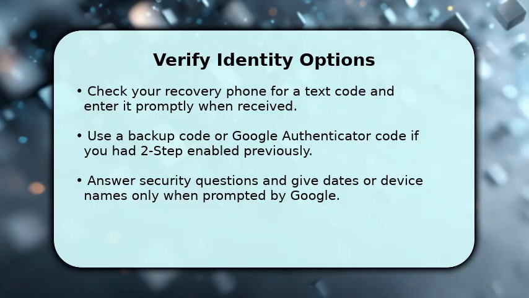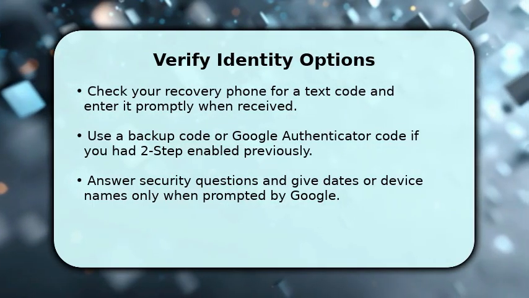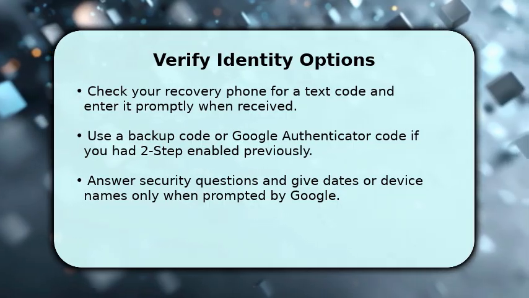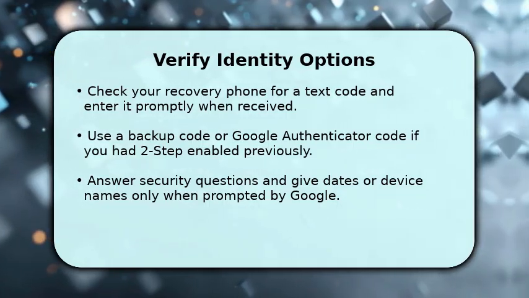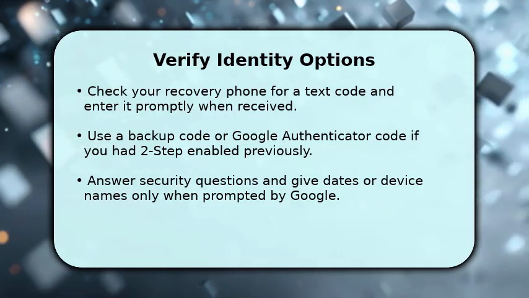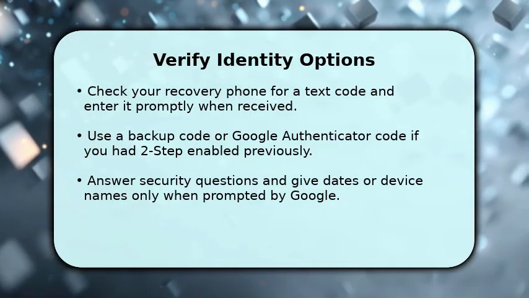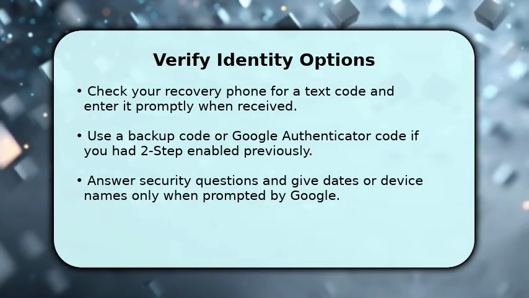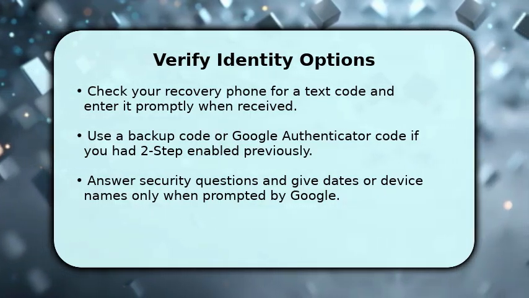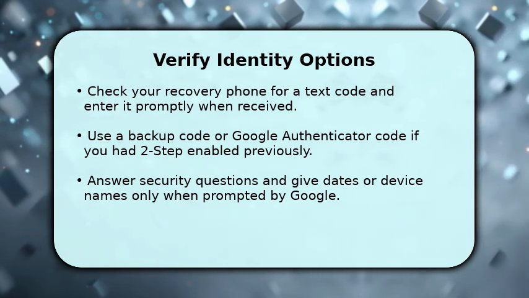If you set up two-step verification, use a backup code or Google Authenticator code now. Google may ask for security questions and the month and year you created the account. Answer with approximate dates if you cannot recall exact days. Use the last password you remember when prompted to improve verification confidence. Provide device names or locations you commonly used if requested by Google.